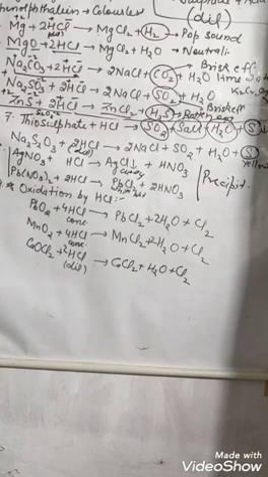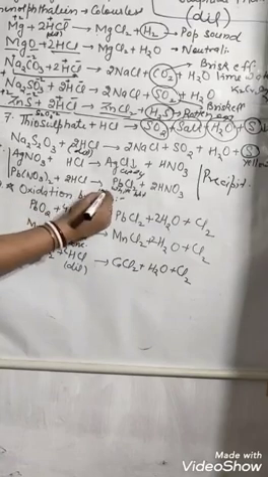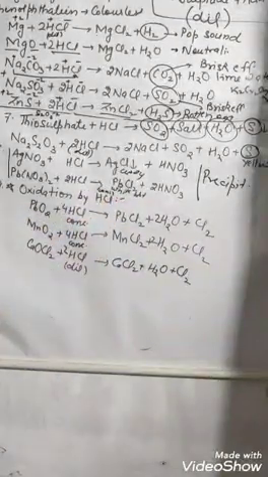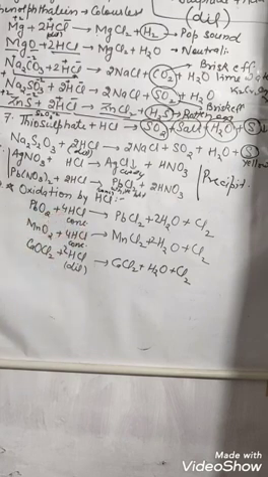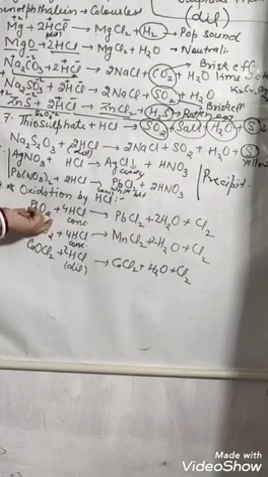Last but not the least, reaction oxidation by HCl. Here the HCl which we are using is concentrated. Alright. HCl is oxidized to chlorine gas by certain oxidizing agents. Okay. Here we are taking PbO2.